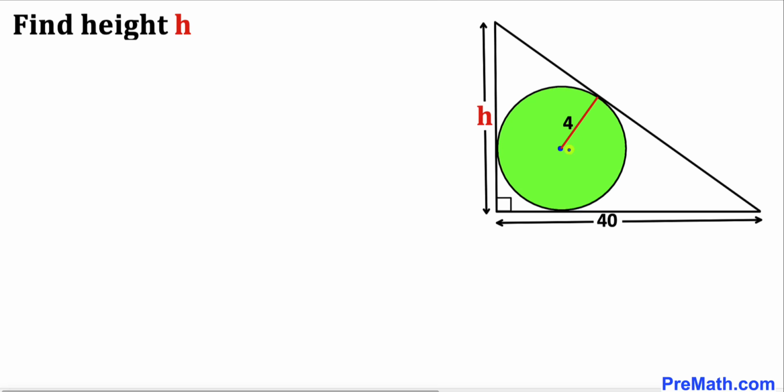Welcome to PreMath. In this video, we have got this green circle with the radius 4 units that is inscribed inside the triangle, as you can see in this diagram, such that the base of this right triangle is 40 units, and now we are going to calculate the height h of this triangle.